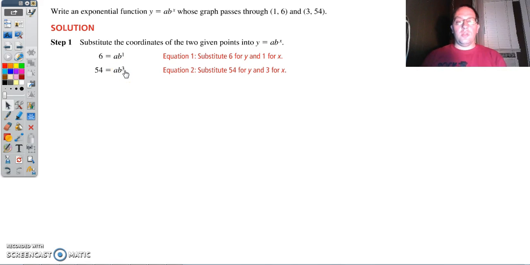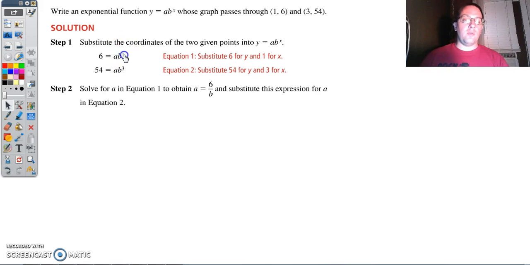Now what we're going to do here is solve for a in the first equation, the one that has the lowest exponent. We want to solve for a in that one because it's easier. So we divide both sides by b, because b to the 1 is just b, and that gives us a equals 6 divided by b. So now we know what a is. A is 6 over b. We're going to take this and plug it in for a in the second equation. So when we do that, we have 54 equals 6 over b times b cubed.